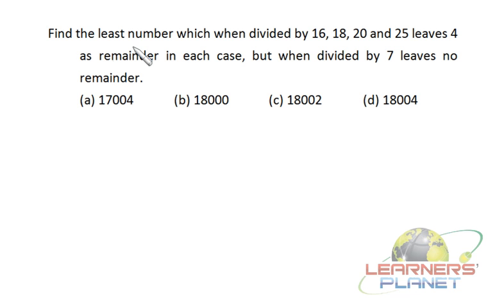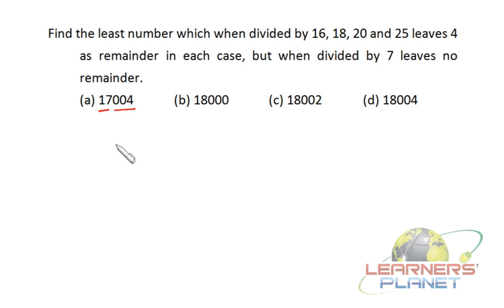Now find the least number which when divided by 16, 18, 20 and 25 leaves 4 as remainder in each case, but when divided by 7 leaves no remainder. So straightforward, just go by options. That means our answer should be multiple of 7. So straightforward, let's apply the divisibility test of 7. Just make a group of 3 numbers. So it's 0, 4 and 17.